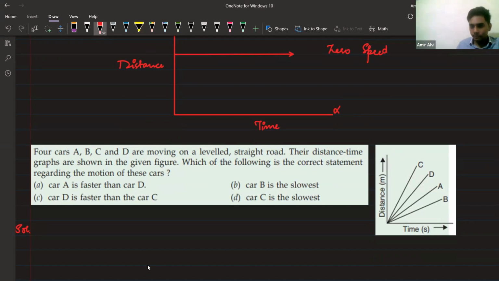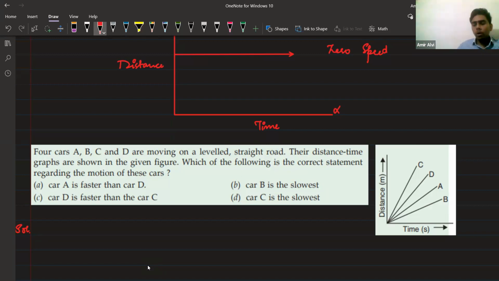C. Okay, Sarah said C. Farhan, Sarah Beg, Ayan, which one has the steeper slope among all the options? A, B, C, D. Sir, B. Yes, Ayan said B.